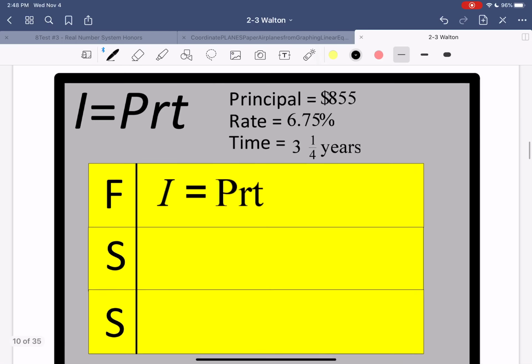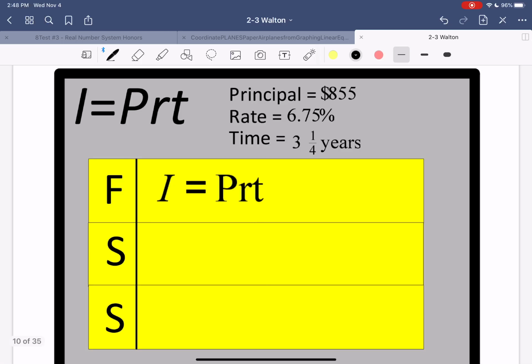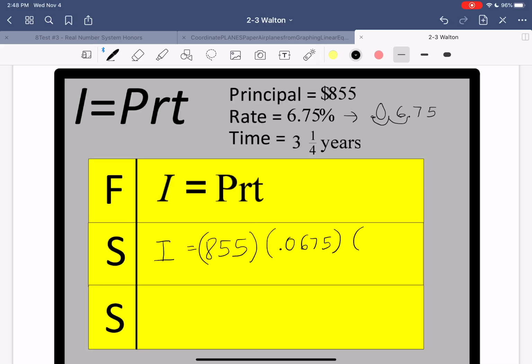All right, let's try 2 more. Okay, this one here, we have a principal amount of, so I'm going to go ahead and substitute the numbers that I know. So we have $855 times, again, we're going to take that decimal and move it 2 places to the left, 1, 2, because we divide by 100. So we have 0.0675 as our rate, and our time is 3 1/4 years.